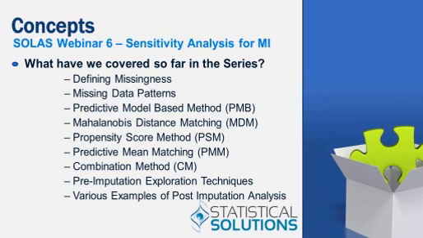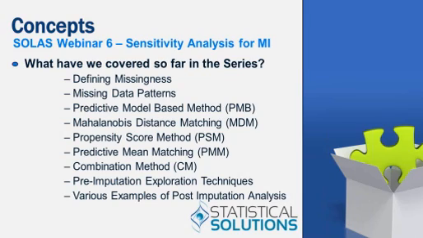We also then looked at various different approaches to multiple imputation and different models. We discussed the predictive model-based method, Mahalanobis distance matching, propensity score matching, predictive mean matching, and our combination method. We also did some pre-imputation exploration techniques, such as our scatter plots, our margin plots, our missing data pattern tables. All these were very handy, useful methods to explore the missing data before you actually went into any analysis. And we also discussed various examples of doing post-imputation analysis and how you should approach analyzing your imputed data.